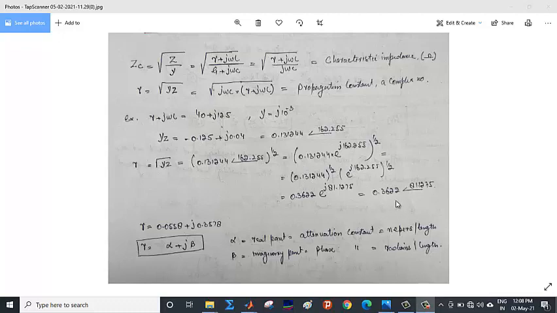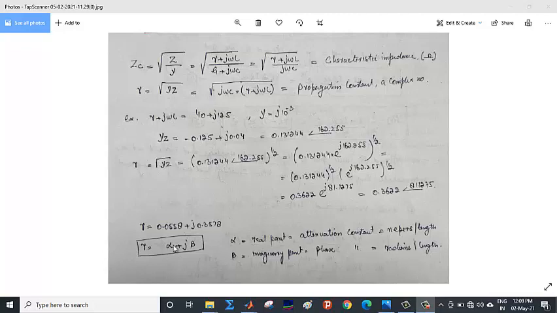Taking this into rectangular form, it will be equal to 0.0558 plus j 0.3578. So you can see it is in the form of alpha plus j beta, where alpha is the real part, known as the attenuation constant. Its unit is Nepers per unit length, and beta is its imaginary part, known as the phase constant, and its unit is radians per unit length.